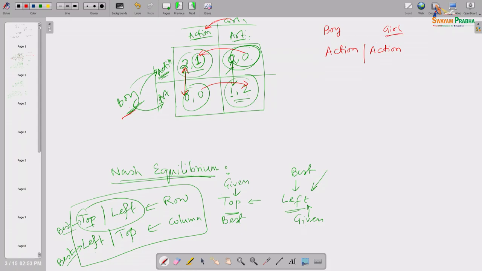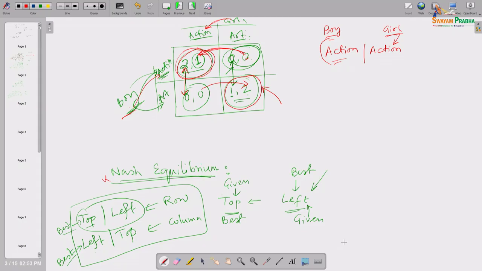What is the girl's point of view? If girl knows that boy is going for action movie, then what will girl decide? So, boy is going to action, so girl will compare between these two numbers 1 and 0, and by 1 girl is getting more than 0, right. So, given action for boy, action is the best for girl as well. So, this action, it is satisfying both the clauses of the Nash equilibrium. So, definitely action is a Nash equilibrium here. Exactly the same way, art is also another Nash equilibrium here.